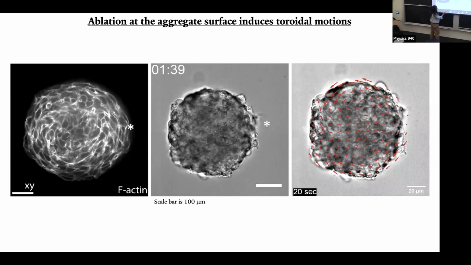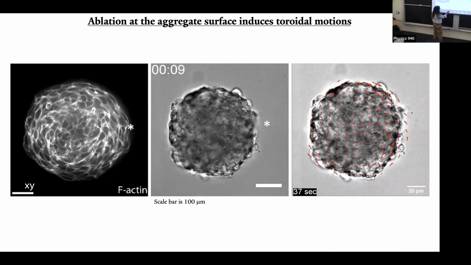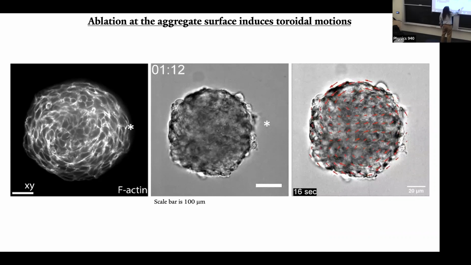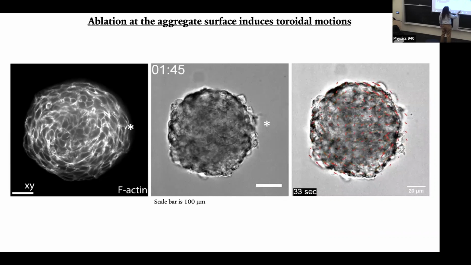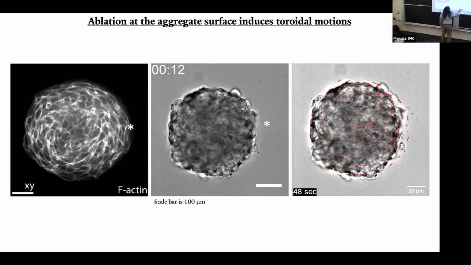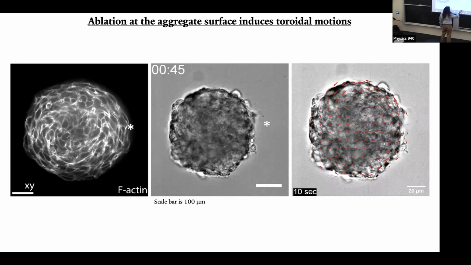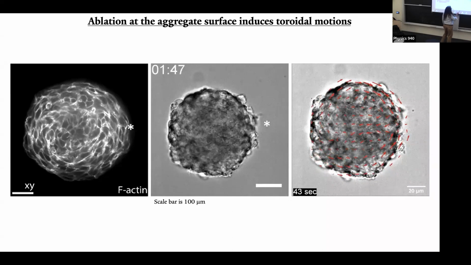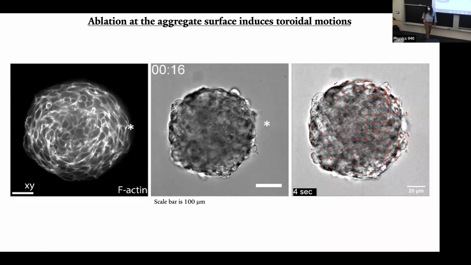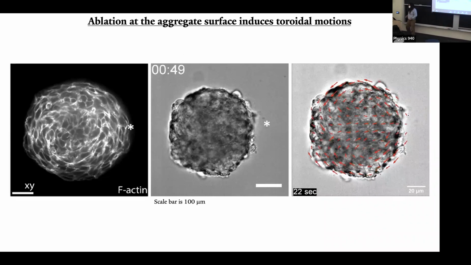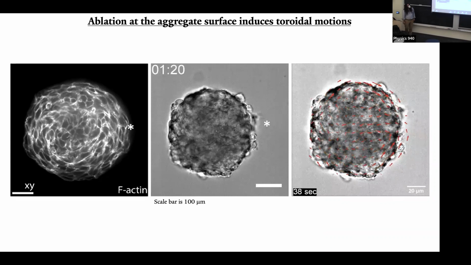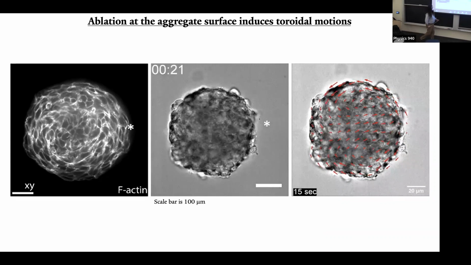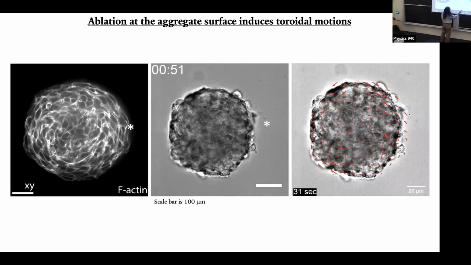So what you might be able to tell is that when we ablate and kill a single cell, I'll start from over here, the side peels back, the center moves forward, then the sides move forward and the center moves back. And so you have this kind of toroidal pattern of motion, which is a hallmark of Marangoni flows. There's a few things to note with this process. I'll let it play again. Again, things peel back, move forward, move back.